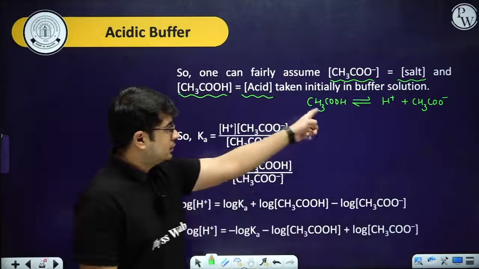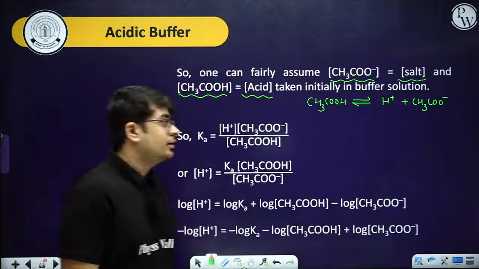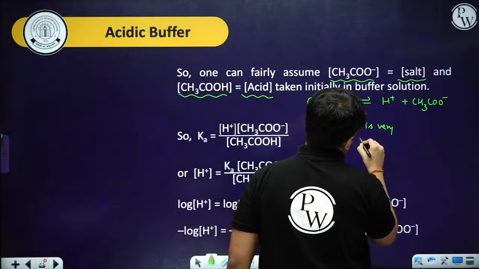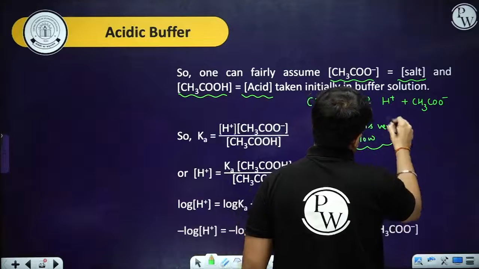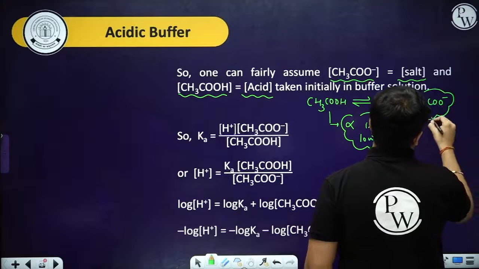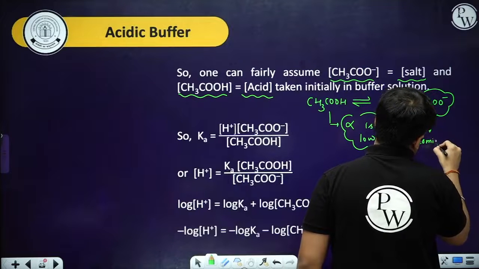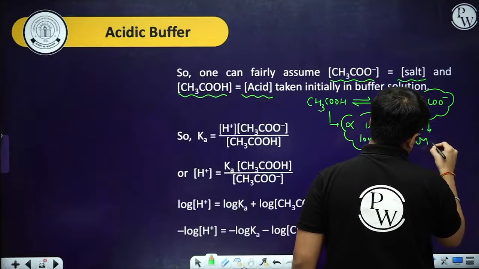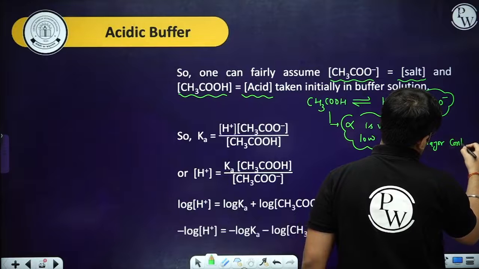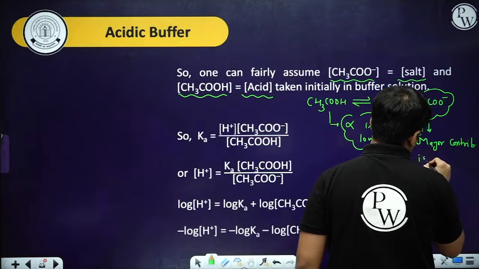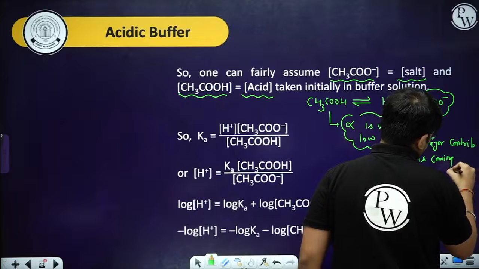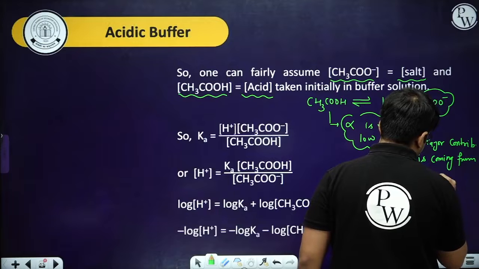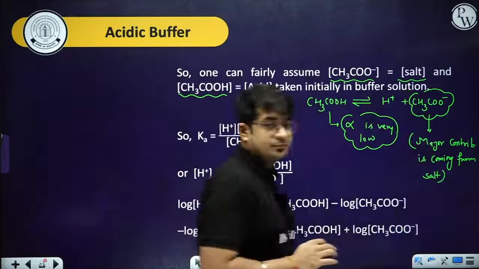Just because this entire process has a very low degree of dissociation, the alpha value is very low. So whatever amount is coming, the major contribution is coming from the salt, or you can say the strong electrolyte.